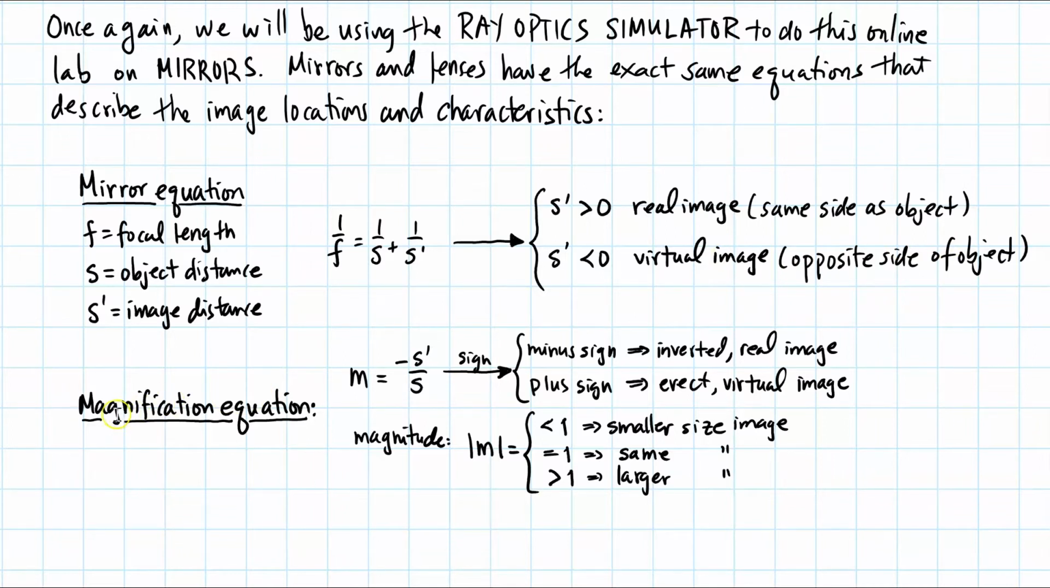The second equation is the magnification equation. There's the sign part, and then there's the magnitude. The magnification is equal to minus s prime over s. If I have a minus sign, then the image is inverted and real. If I have a plus sign, the image is erect and virtual. When I look at the magnitude of the magnification, if that is numerically less than 1, equal to 1, or greater than 1, then the image respectively is going to be smaller, the same, or larger in size.